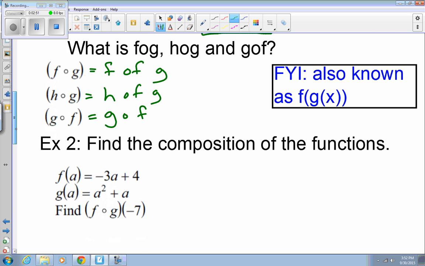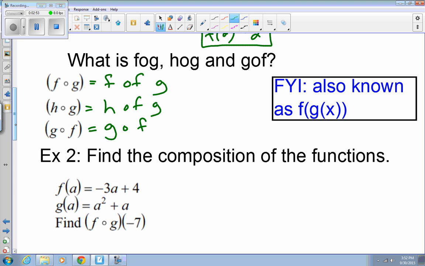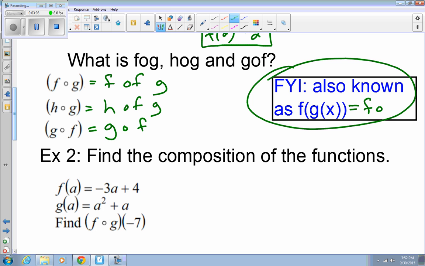Let's get started. Oh, over here, FYI, for your information, you can also see f of g of x written with parentheses. This is the same thing as f of g of x. So when you see parentheses, you always do the innermost parenthesis first. The g of x is what you would substitute into the f function.